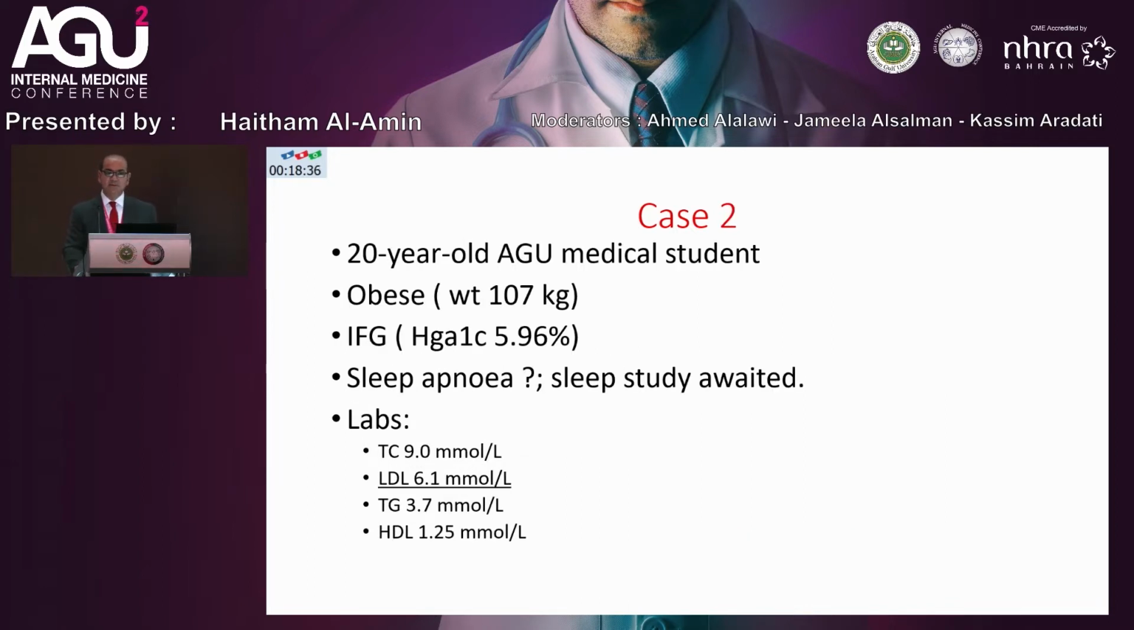The second is a 20-year-old AGU student who has not shown up today. He's obese, his weight is 107, he's got impaired fasting glucose with elevated hemoglobin A1C. We're questioning whether he's got sleep apnea, and these are his lipids, a total cholesterol of 9, an LDL of 6.1, triglycerides of 3.7, and HDL of 1.25. My question to you, does he need to be treated?